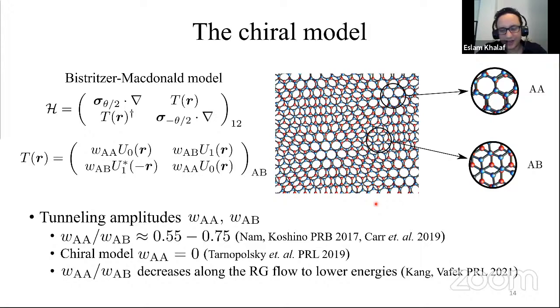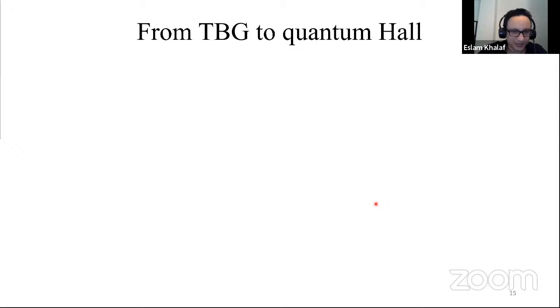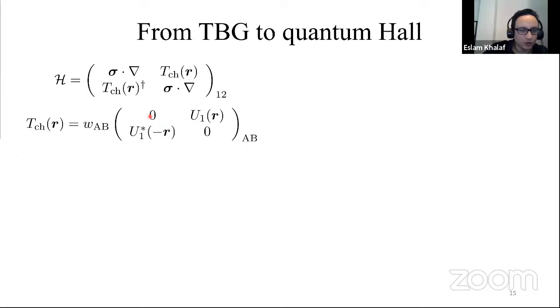But regardless of how realistic this model is, it turns out to have some very interesting properties, which I will explain now. So first, let me again write the Hamiltonian of this model. This is very similar to the last slides, but I explicitly put in this AA tunneling term to be zero. So now you see that this Moiré hopping is purely off diagonal in the sublattice basis. But you notice that the full Hamiltonian is also off diagonal in the sublattice basis, because this Dirac Hamiltonian is sigma x dx plus sigma y dy. So it doesn't have sigma zero or sigma z. So it's purely off diagonal. And what this tells us is that this Hamiltonian has a chiral symmetry. It anti-commutes with the sublattice operator sigma z.